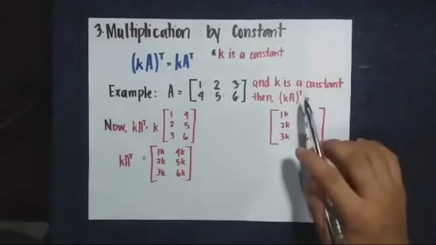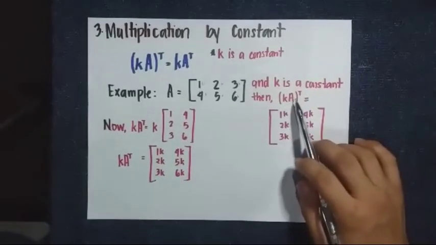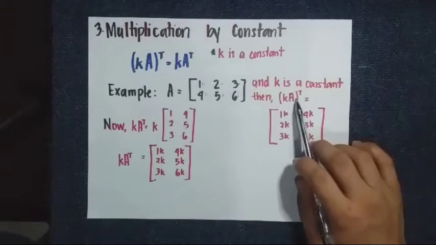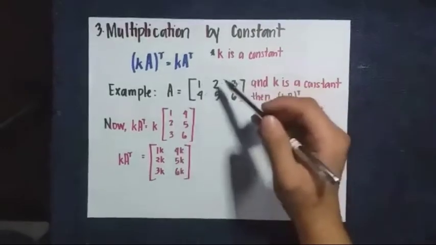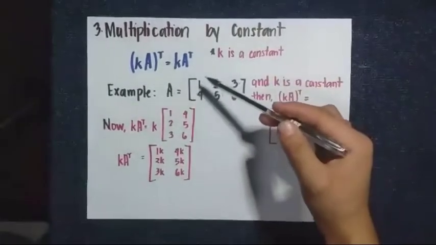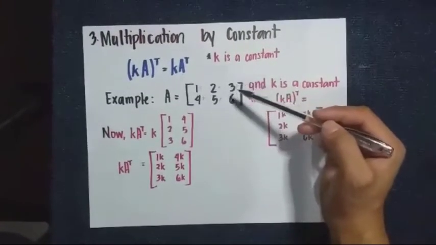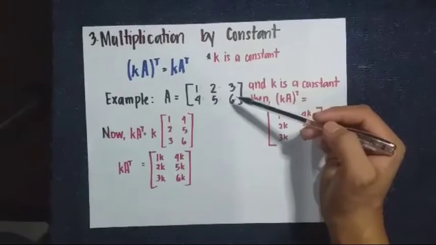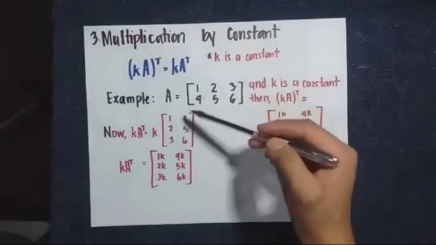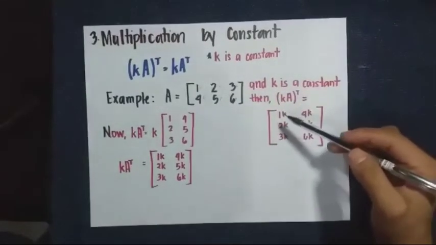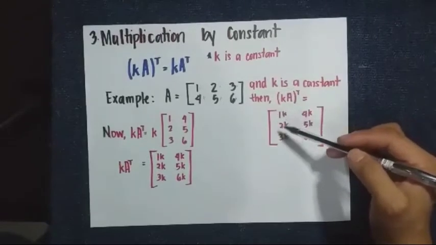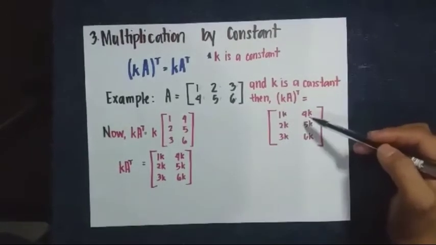Then the transpose of KA, so we have to allocate K in every number in matrix A. So we have here 1K, 4K, 2K, 5K, 3K, and 6K. So we have to get the transpose of this, and we're going to have 1K, 2K, 3K, 4K, 5K, and 6K.